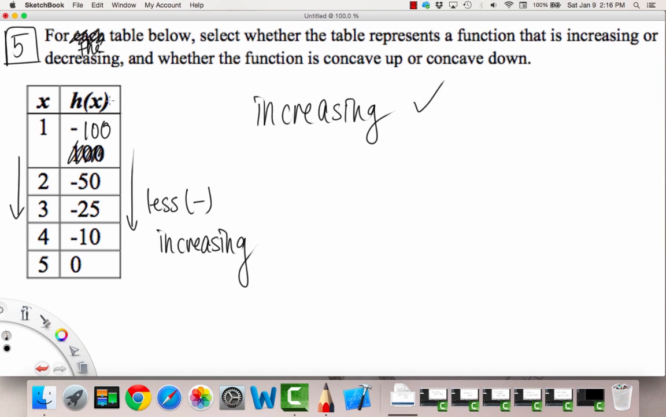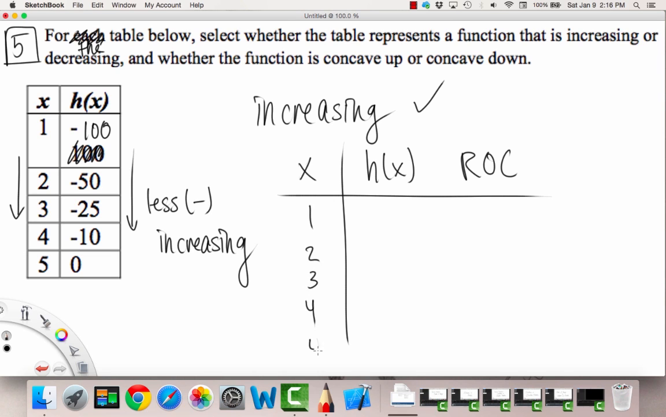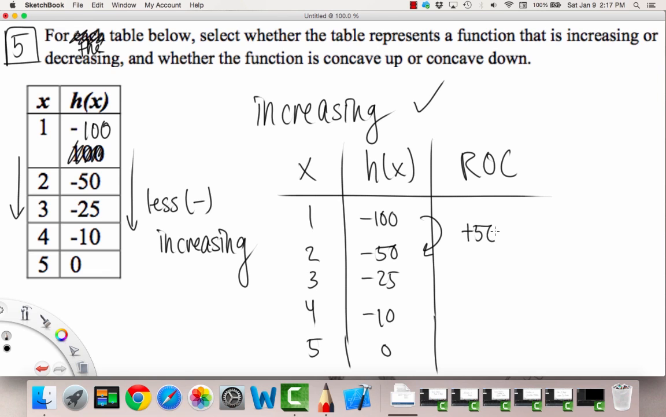We're just going to stick on an extra column here. Let me rewrite these actually. So we have x, h of x, and then we're going to study the rate of change. So we have 1, 2, 3, 4, and 5. Then our h of x is negative 100, negative 50, negative 25, negative 10, and 0. Let me study the rate of change. As x jumps from 1 to 2, our h of x went up 50, because it went from negative 100 to negative 50. So it changed by positive 50. The next jump is plus 25. The next jump is plus 15. And the last jump was plus 10.